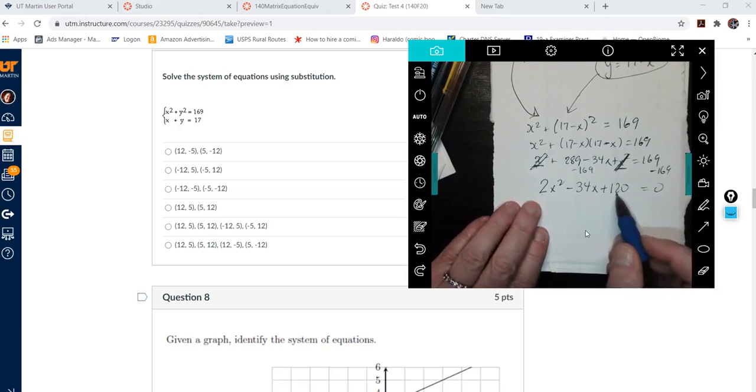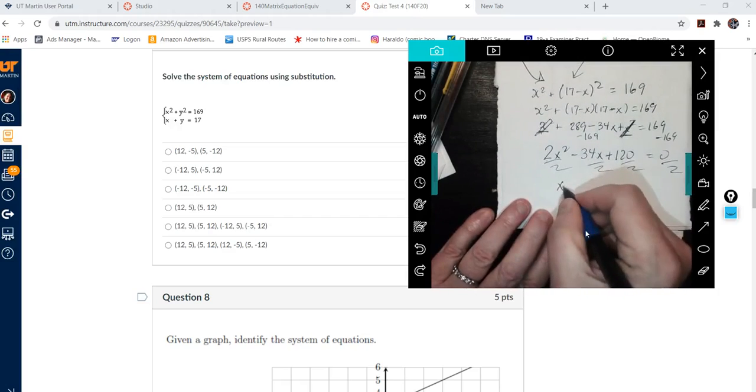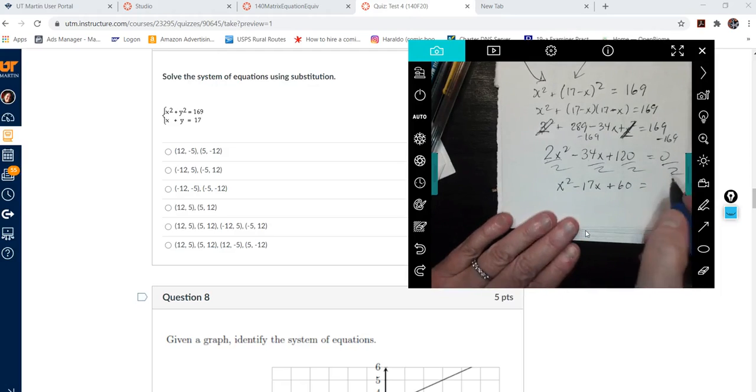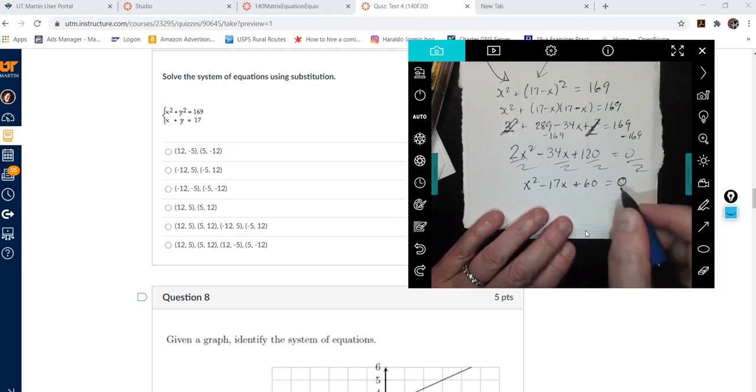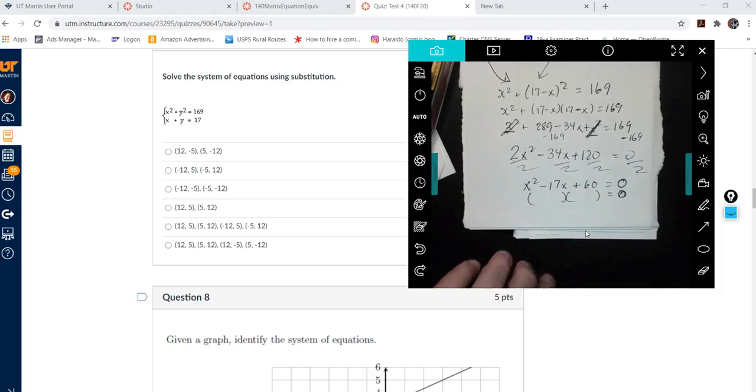And notice that all of these are divisible by 2. So if I divide everything by 2, I get x squared minus 17x plus 60. And 0 divided by 2 is fine. It's legal. It works. It's 0. And now I can try and group this. Okay, so 60. I could have 6 times 10, so negative 6 times negative 10, but when I add those up, I get negative 16, so it's not quite there.